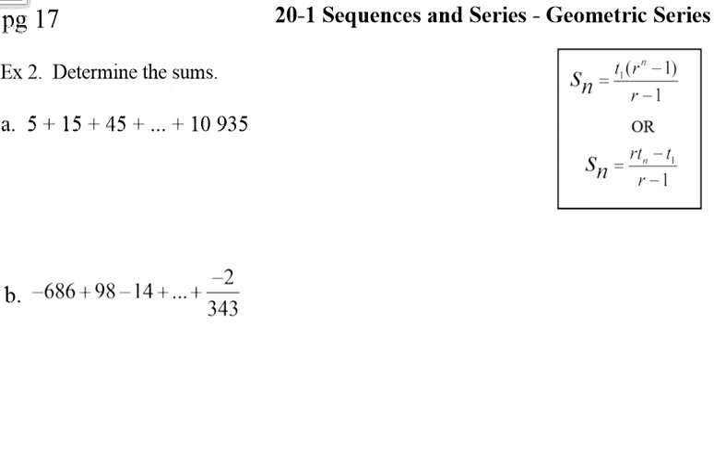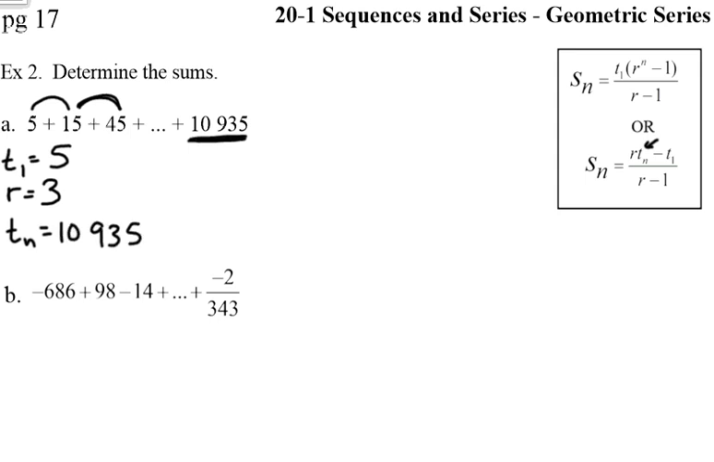However, we know what the last value is. So having T of n is beneficial. So let's take a quick look. What do we have? T1 is 5. What's the R value? Well, R value here is pretty easy to figure out, hopefully. 5 to 15 is times 3. 15 to 45 is times 3. There's our R value. But now we can also plug in the last T of N term, which is 10,935.